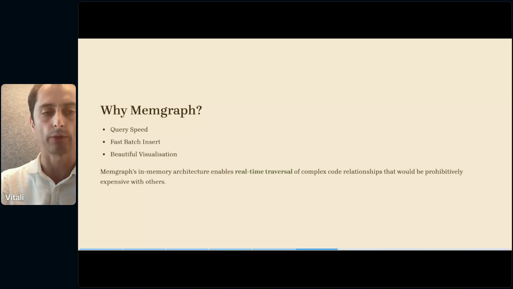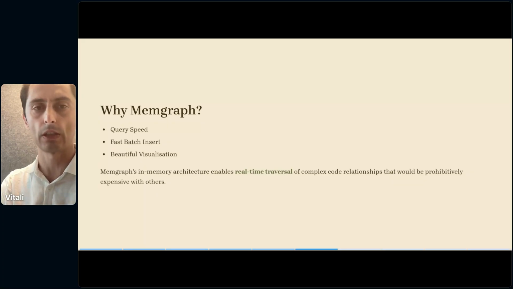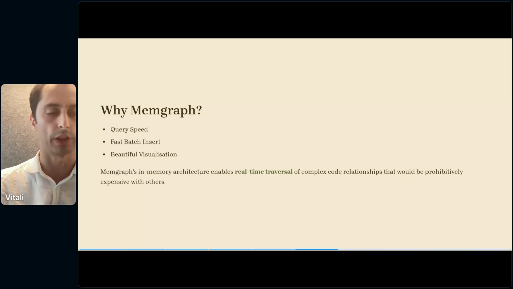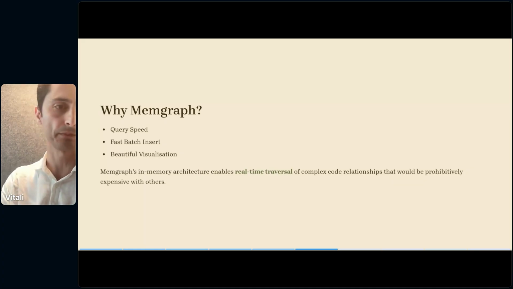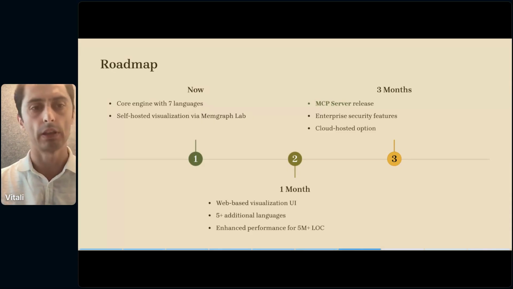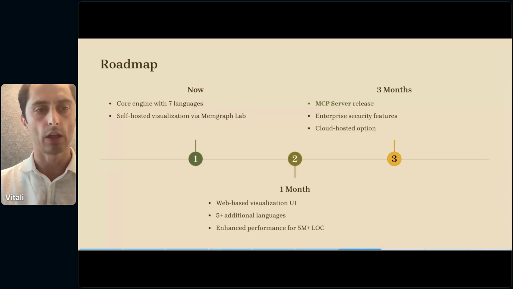But yeah, from a Graph Code perspective, the in-memory architecture and fast processing, coupled with beautiful visualization, were the key reasons for choosing Memgraph. So the roadmap, as mentioned, right now we have 7 or 8 languages. It is self-hosted, and everything is Dockerized, containerized, and using Docker Compose. You can see the Memgraph Lab and all the visualization.